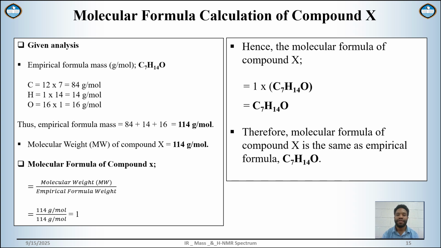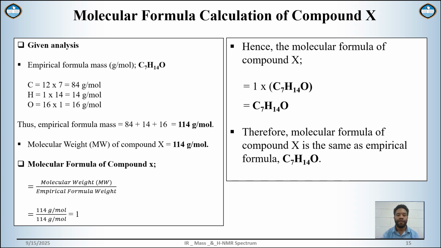Molecular formula calculation of compound X. Given the analysis, the empirical formula mass of C7H14O was calculated as follows. Carbon: 12 times 7 equals 84 grams per mole. Hydrogen: 1 times 14 equals 14 grams per mole. Oxygen: 16 times 1 equals 16 grams per mole. Thus, the empirical formula mass is 84 plus 14 plus 16, which gives 114 grams per mole.